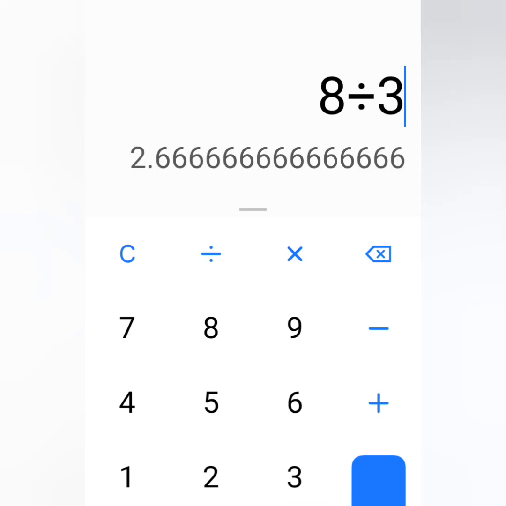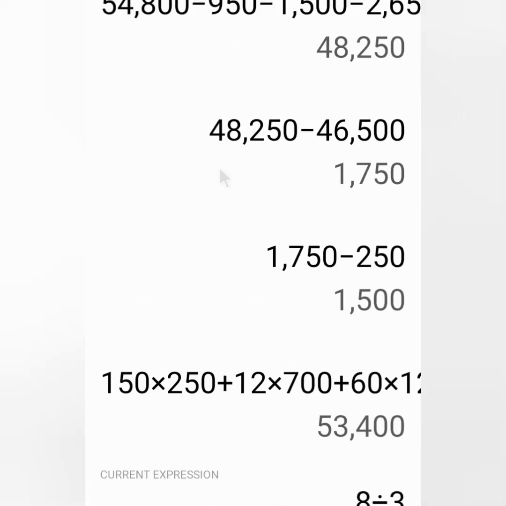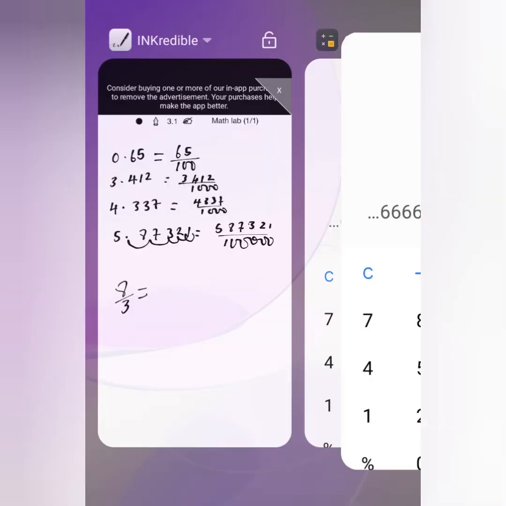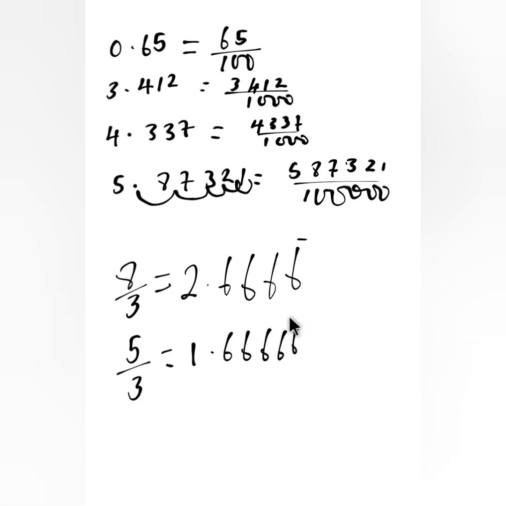8 divided by 3. 8 over 3 is equal to 2.666666666. Now how many 6s do we have? The number of 6s does not terminate. It just keeps on going to infinity. So a number like 8 over 3 is something like 2.6666 to infinity. Another good number is 5 over 3. If you divide it, it's 1.66666. You keep on going.